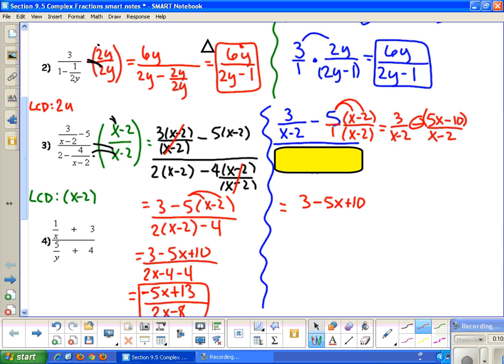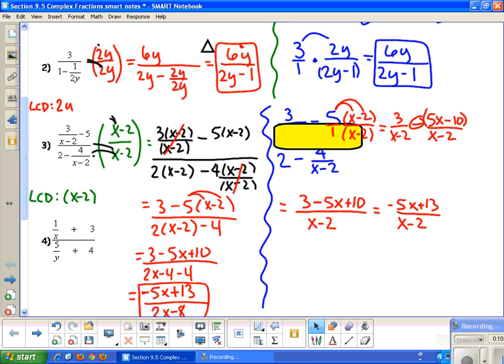I have to distribute the negative to both those terms over x minus 2. And then that becomes negative 5x plus 13 over x minus 2. All right, so that was just doing the numerator part, and I simplified that into one fraction. Then I would have to look at the denominator part and simplify that into one fraction.